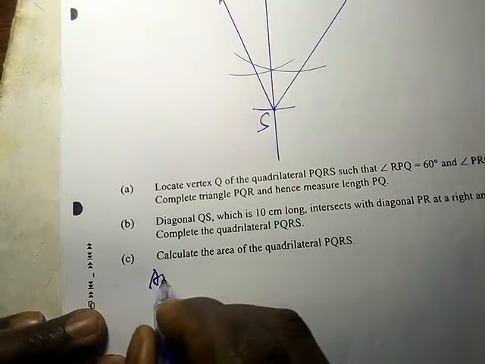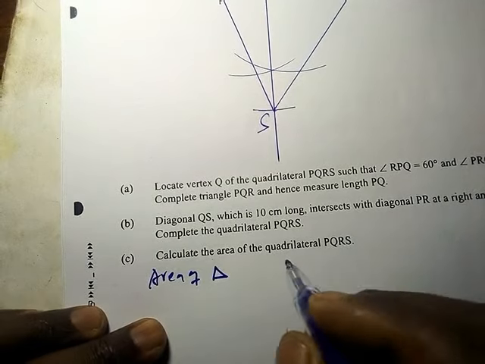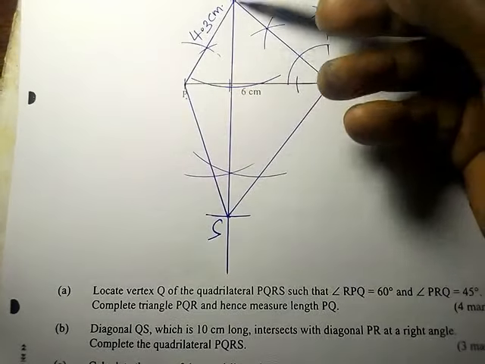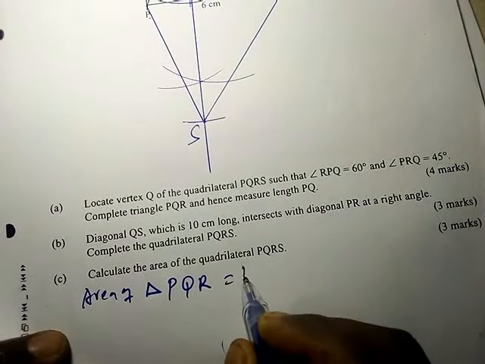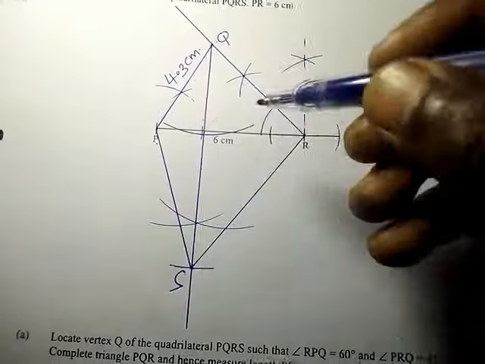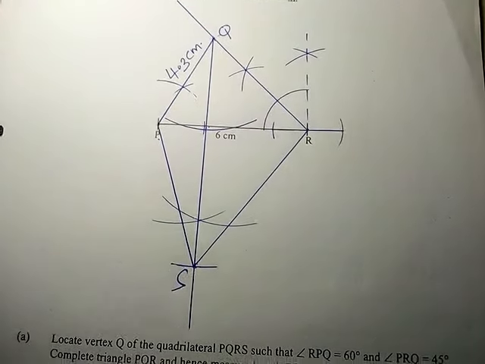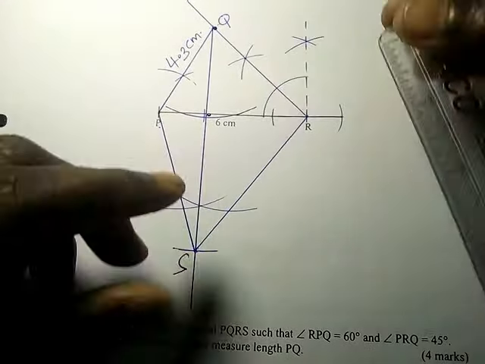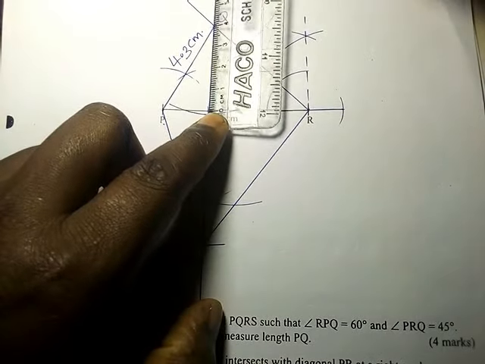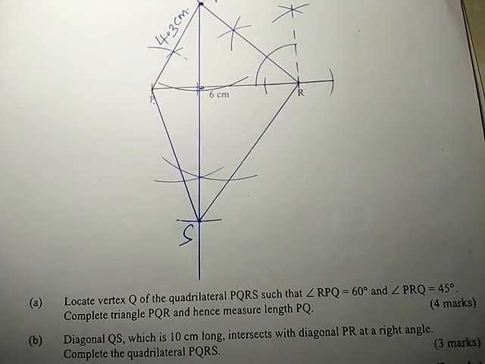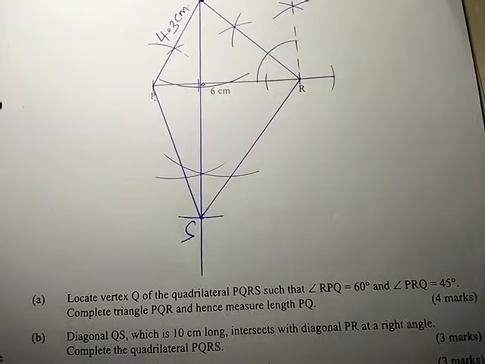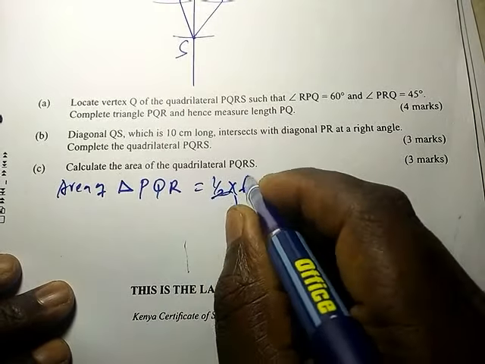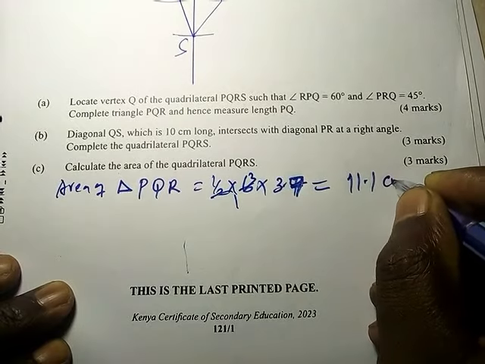So area of triangle PQR, we have the base, which is equal to 1/2 × 6. This is going to be my base. And from here up to here is going to be my height. From here up to here is my height. So you measure your height using your ruler. You can measure the height. Very good. My height is 3.7. So 1/2 × 6 × 3.7 will give us 11.1 centimeters square.